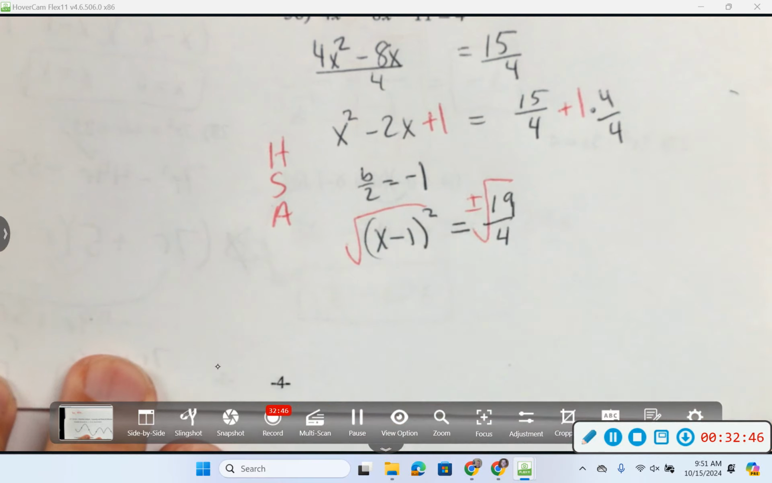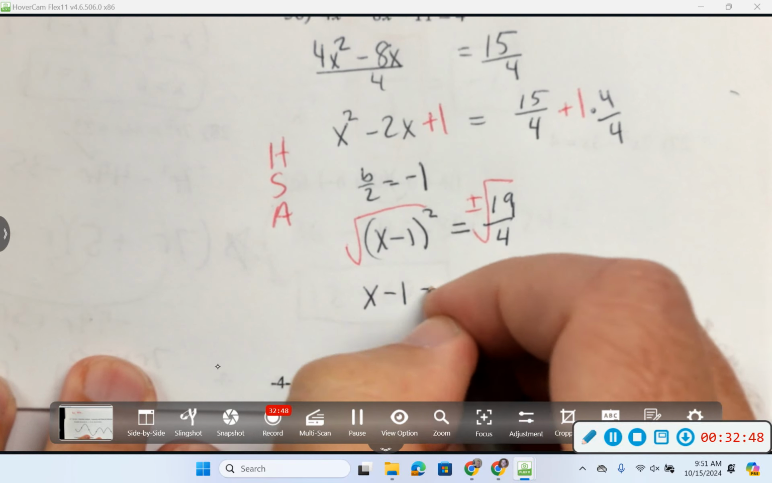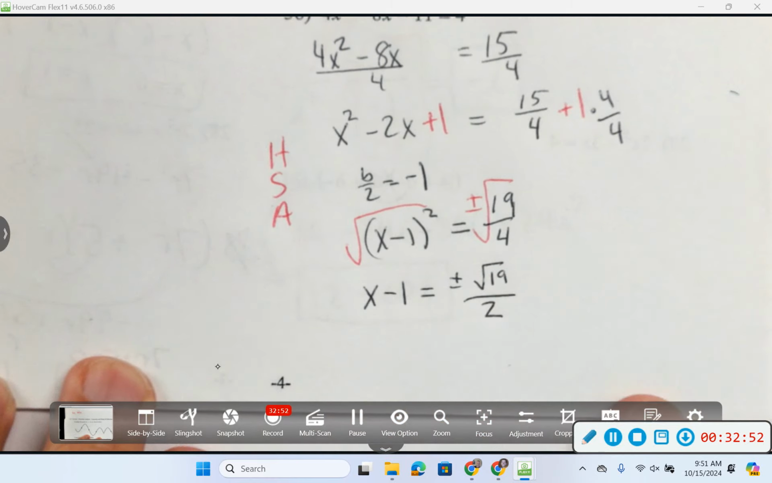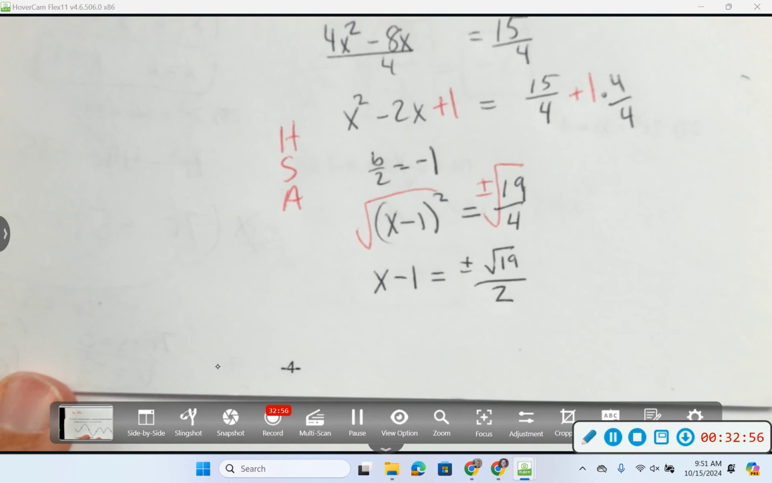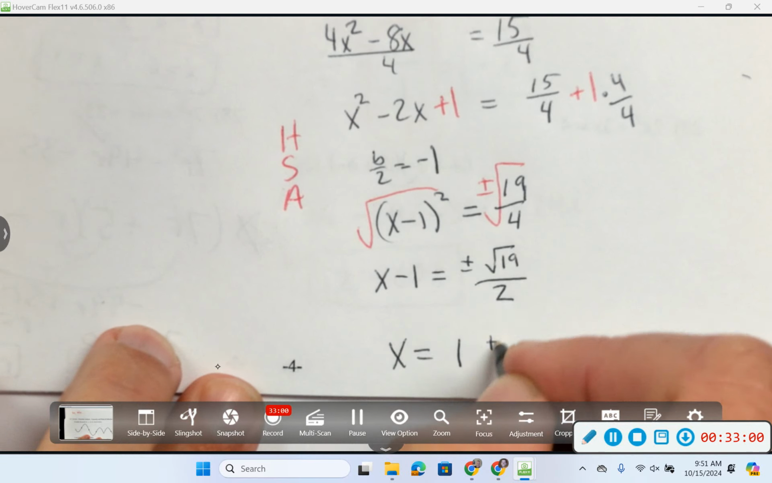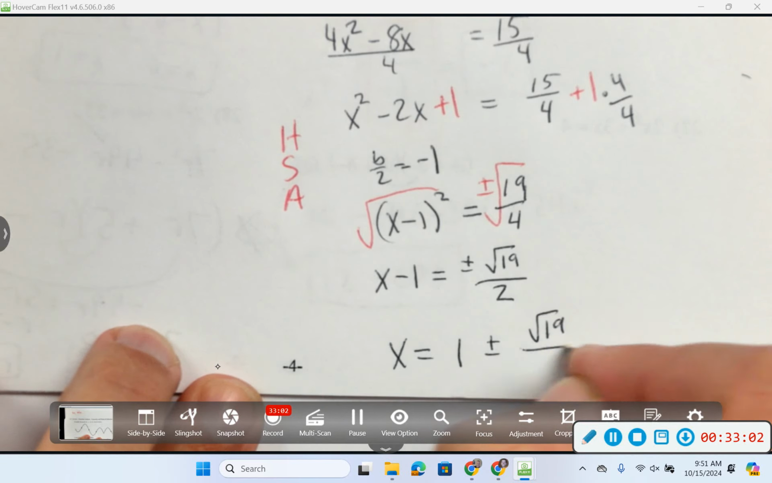Square root both sides. Not terrible, because the bottom has a square root, so I don't have to worry about fixing a denominator there. I can take the square root of 4. X equals 1 plus or minus root 19 over 2.